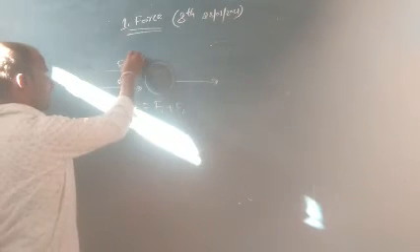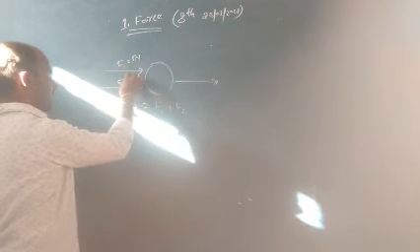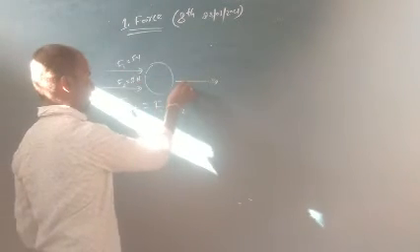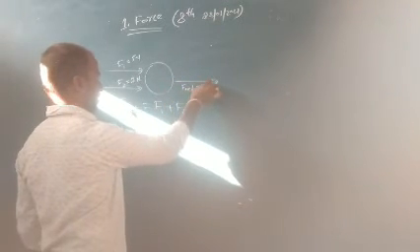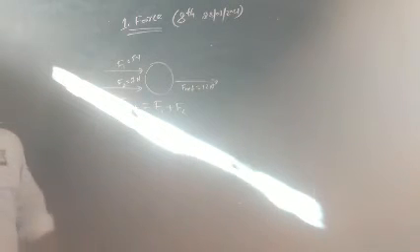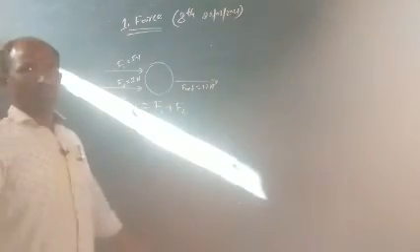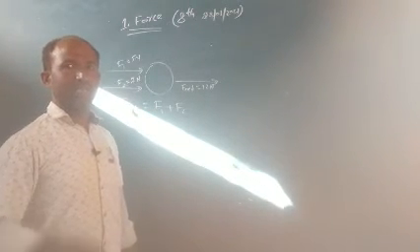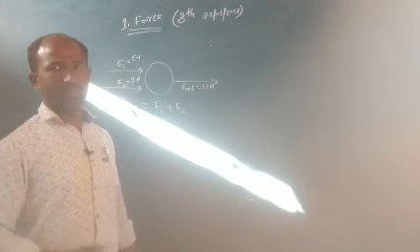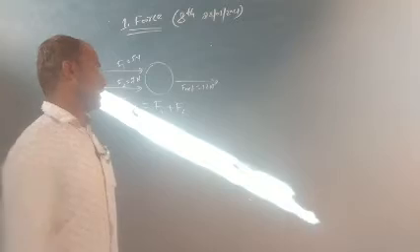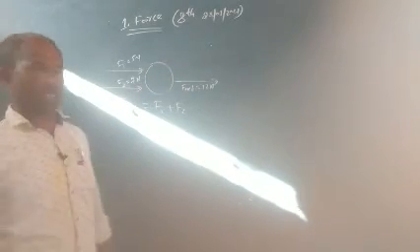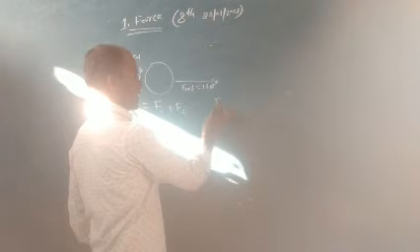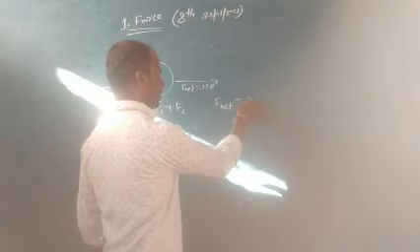For example, F1 is 5 newtons and F2 is 7 newtons. Then the total net force, F net, is equal to 5 plus 7, that is 12 newtons. The force which can move the object in a particular direction is called net force, or the force which is greater is called the net force. If it is not greater, if it is equal, then automatically the object comes into rest position. Then F net is equal to 0.